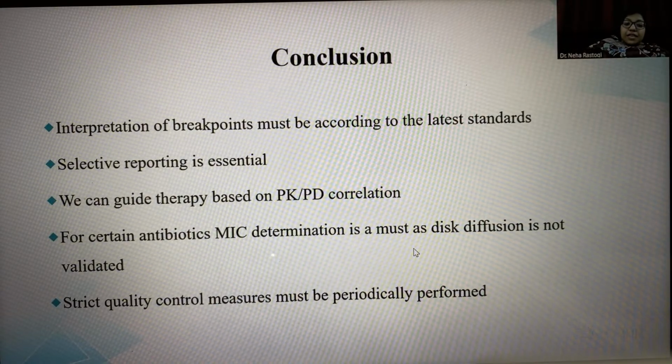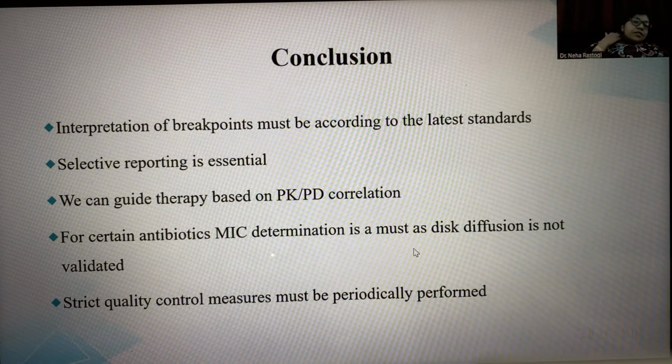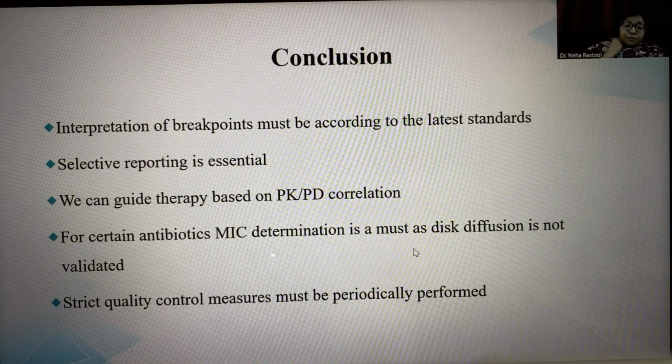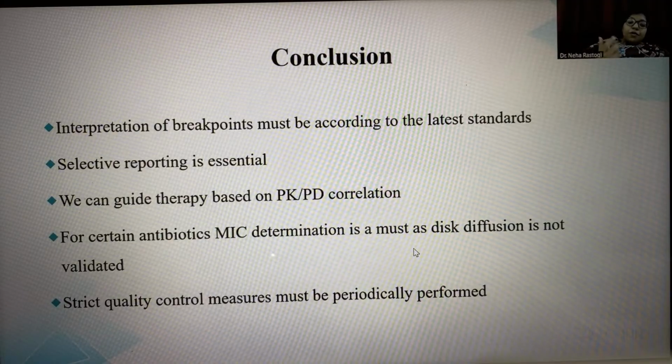MIC determination, as I mentioned, is always there. Disc diffusion, specifically when we talk about synergy testing, is still not a very good thought process. And of course, quality control checks must be periodically performed, because a lot of things are getting relied on this.